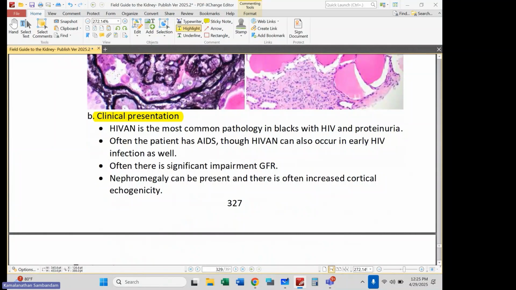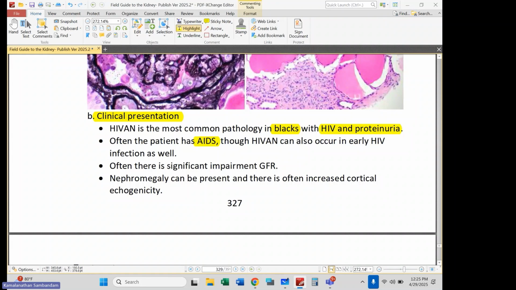The clinical presentation is classically or most commonly associated with those of African descent, and that is because of that APOL1 risk genetic background. And so this is the most common pathology that you're going to see in a Black patient who has HIV and proteinuria, unless, of course, they also have diabetes, an alternate diagnostic possibility. But again, proteinuric kidney disease in a Black patient with HIV, HIVAN is really a very high likelihood.